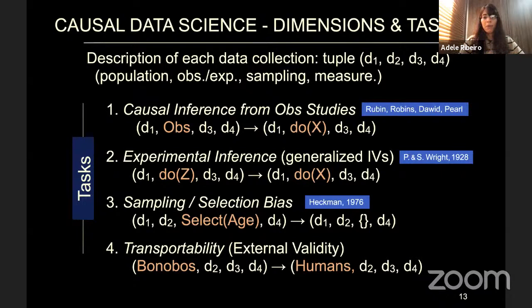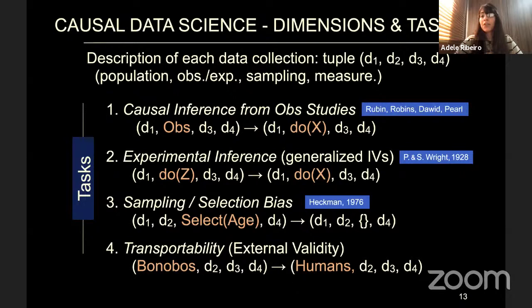So the effect that's obtained in one population is not always valid in an external or different population. So we are trying to ensure here external validity. For example, if you do some experiments in bonobos, it's a type of monkey, you want to understand if the same conclusions are valid in humans.